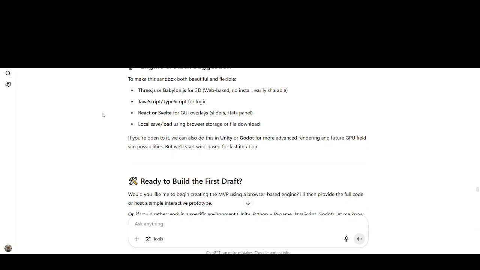To make this sandbox both beautiful and flexible: Three.js or Babylon.js for 3D, web-based, no install, easily shareable; JavaScript or TypeScript for logic; React or Svelte for graphic user interface, overlays, sliders, stat panels; local save load using browser storage or file download. If you're open to it, we can also use this in Unity or Godot for more advanced rendering and future GPU field sim possibilities, but we'll start web-based for fast iteration.